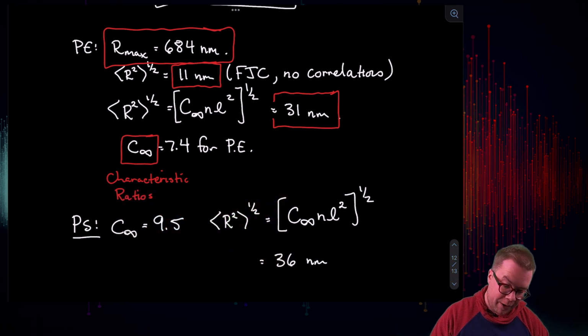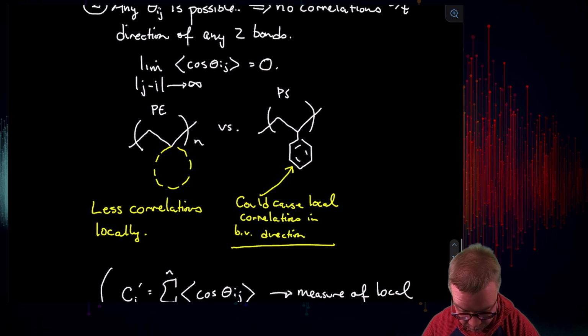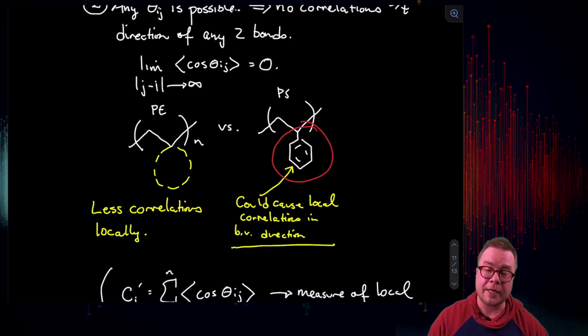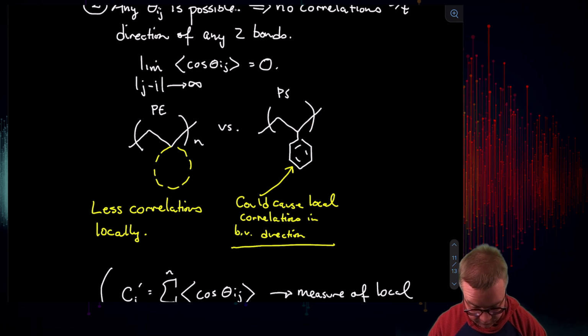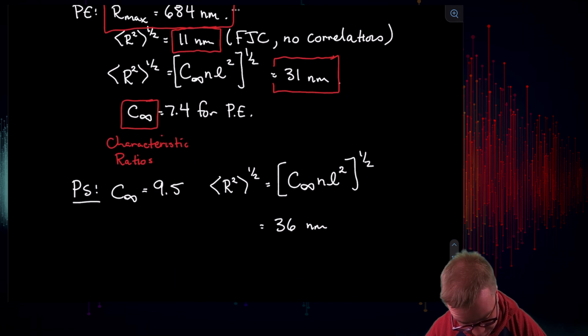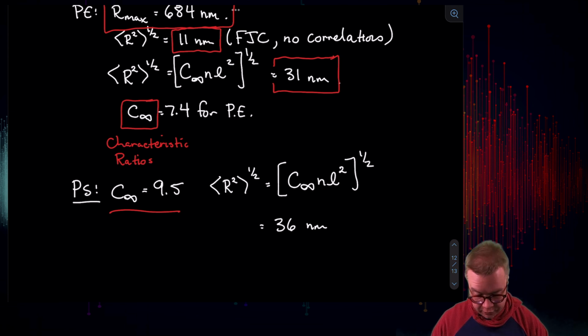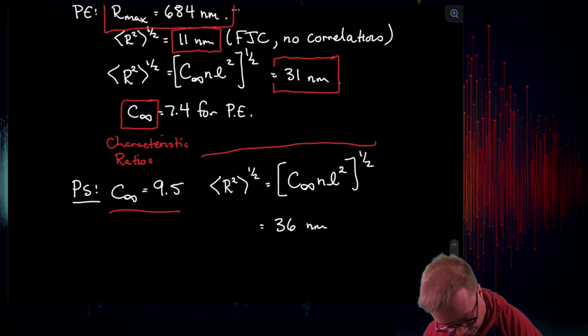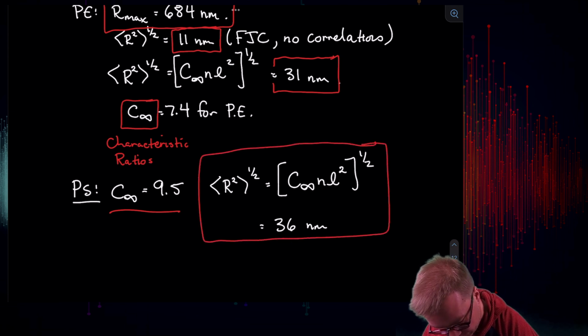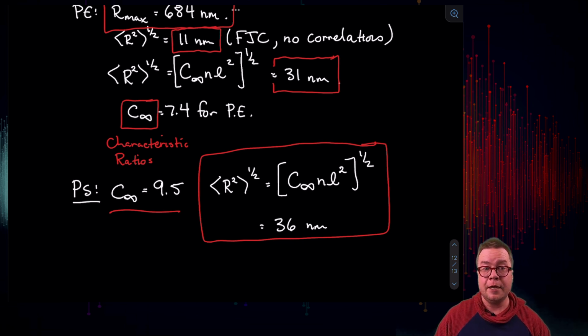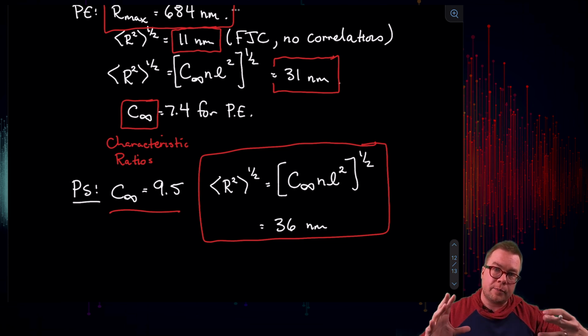And so what this means is if you have a polymer like polystyrene, where you have this large group that can start to cause local correlations in the orientations of the bond vectors, then that leads to a larger value of the characteristic ratio, which in turn leads to a larger value for its root mean squared end-to-end distance. In other words, that bulky side group leads to correlations in the bond vectors, which leads to a larger polymer chain.